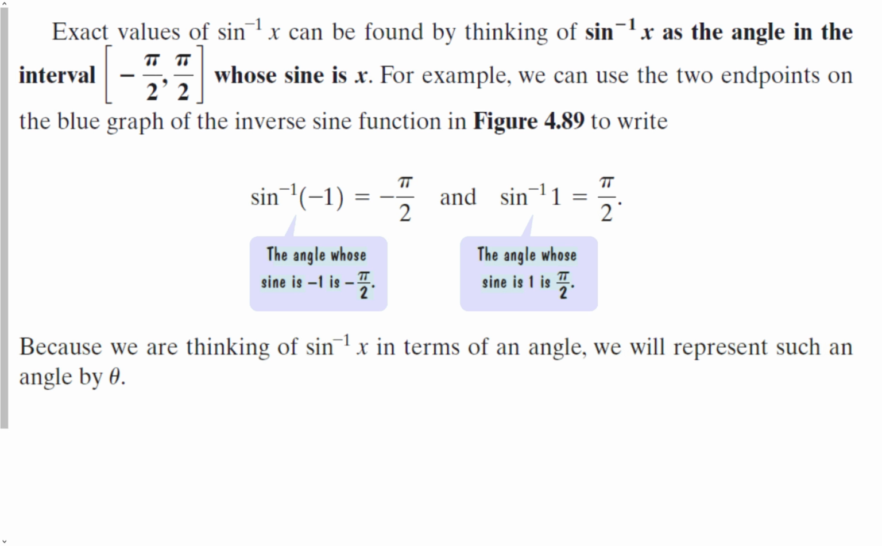So the input is going to be a number, and the output is going to be some angle in my interval. Something like the inverse sine of -1. It's asking you for an angle whose sine is -1, and that is -pi/2. And then the inverse sine of 1 is +pi/2. So we're thinking of inverse sine in terms of an angle, and we're going to represent this angle usually by theta.